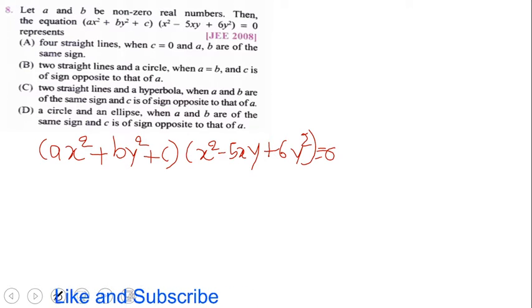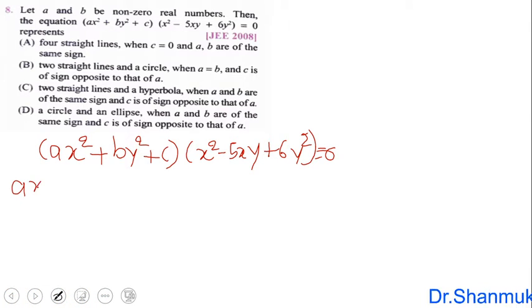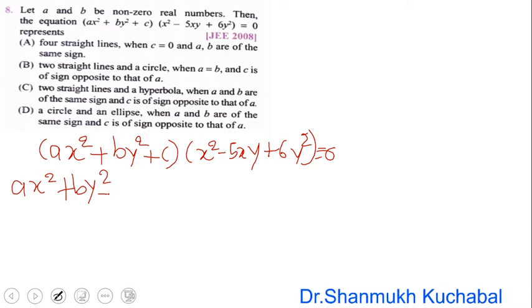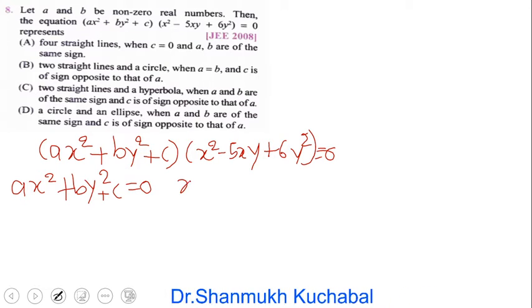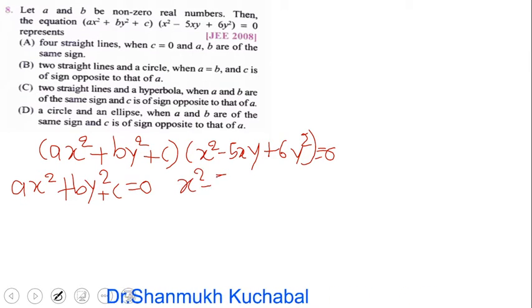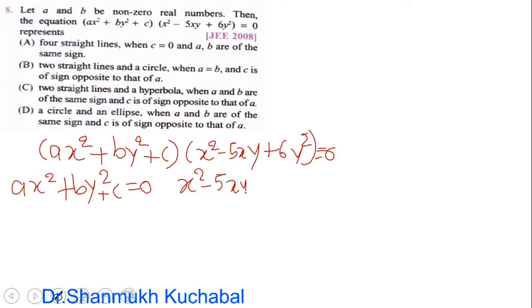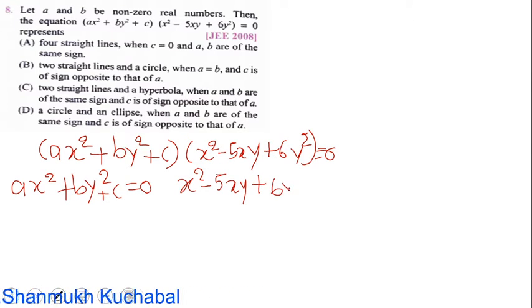Further, we'll take the first factor equal to 0, or we'll take the second factor equal to 0. Therefore we get ax² + by² + c = 0 for the first factor, or the second factor x² − 5xy + 6y² = 0.